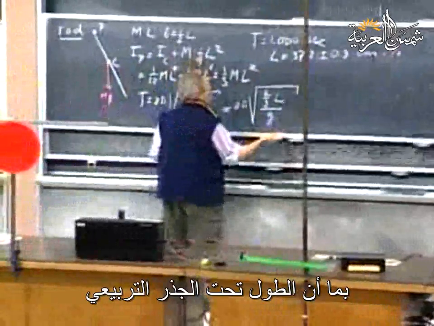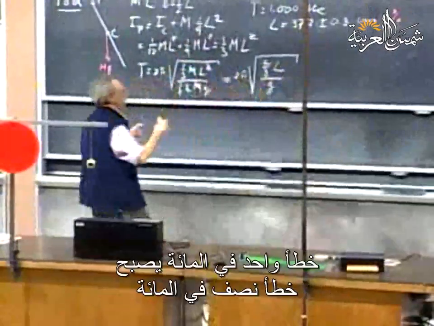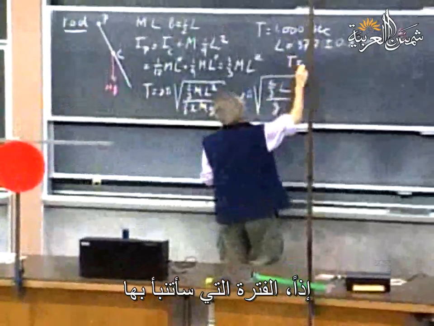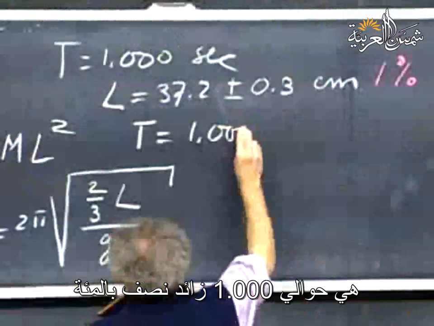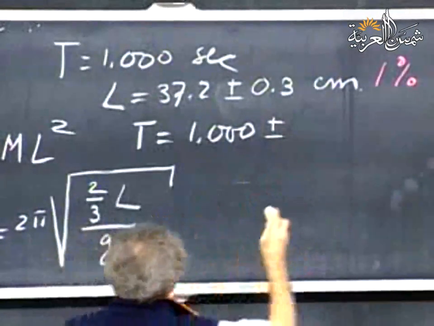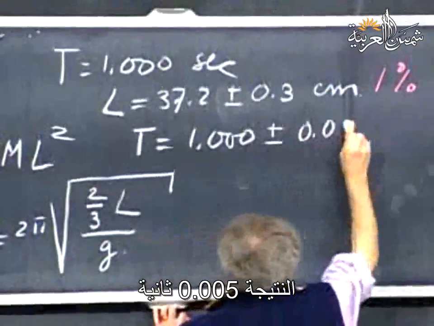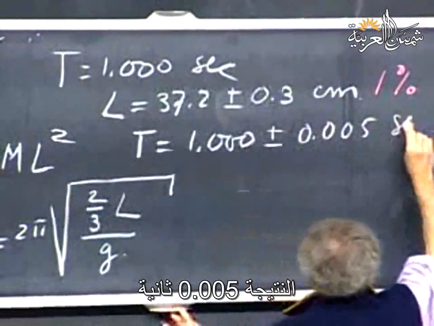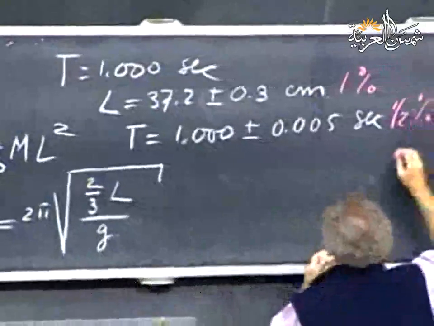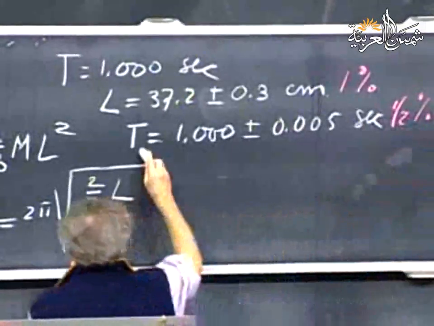Since the length is under the square root, the 1% error becomes 0.5% error. So the period that I then would predict is about 1.000 plus 0.5%, so that is 0.005 seconds. So that then has a 0.5% error. So this is my predicted period.